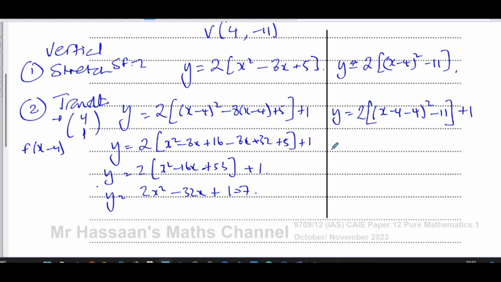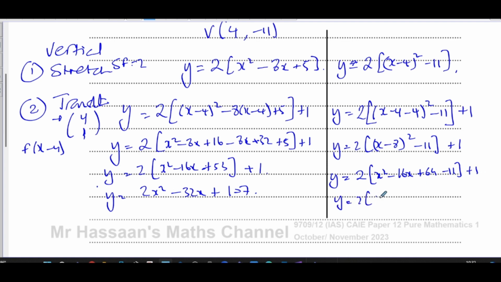Hopefully this will give us the same thing as that. Let's see what happens. You have y equals 2 times x minus 8 in brackets squared minus 11, and then plus 1 on the outside. So y is equal to 2 times, you're going to have x squared minus 16x plus 64 minus 11 and 1 on the outside. So y equals 2 times x squared minus 16x, 64 minus 11 is going to be plus 53. Looks like it's working out to be exactly the same. So you have y equals 2x squared minus 32x plus 106 plus 1, that's 107. So you see we get exactly the same answer.